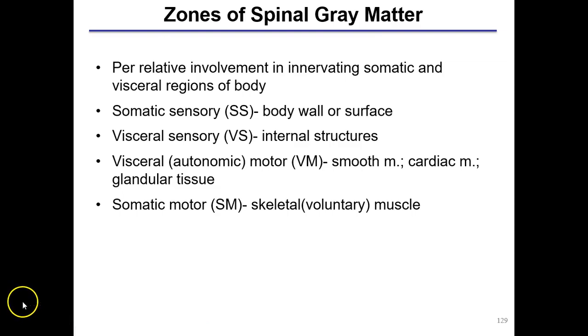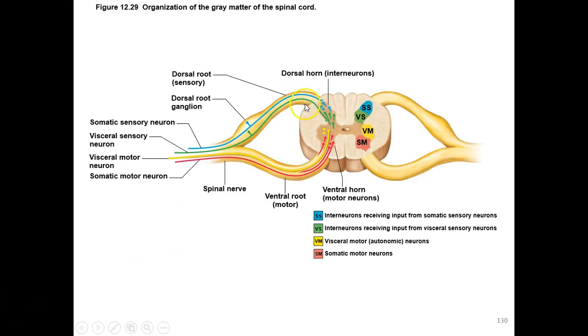And so if we jump ahead, those structures, the more peripheral parts of the dorsal horn, this posterior extension of the gray matter, is where the somatic sensory fibers, primary sensory neurons, will terminate. And then a little farther centrally within the dorsal horn is where the visceral sensory fibers will terminate.